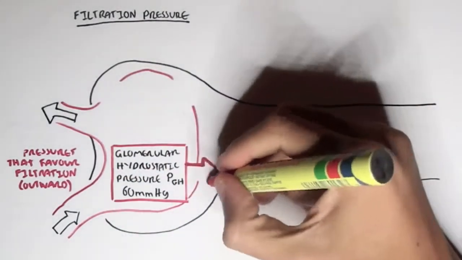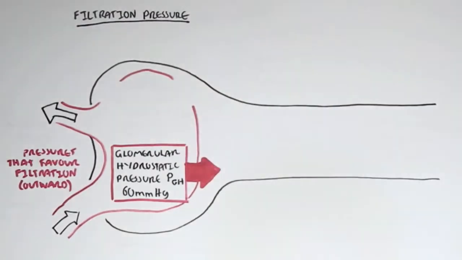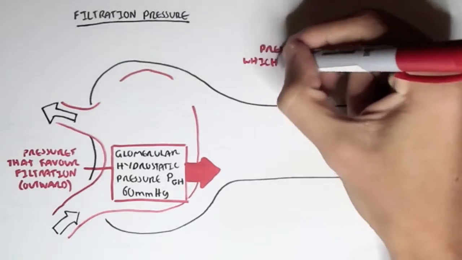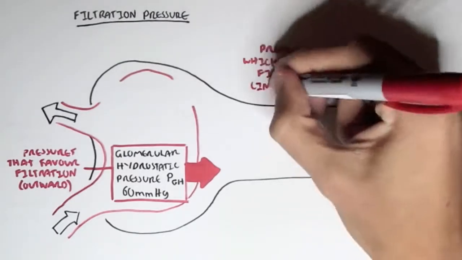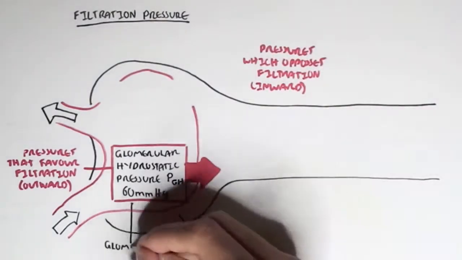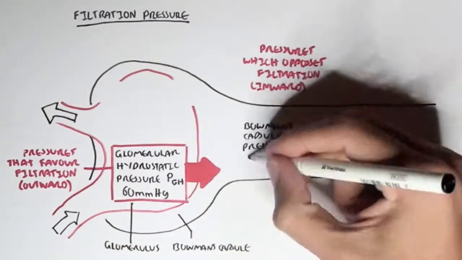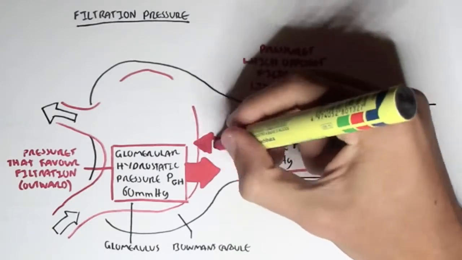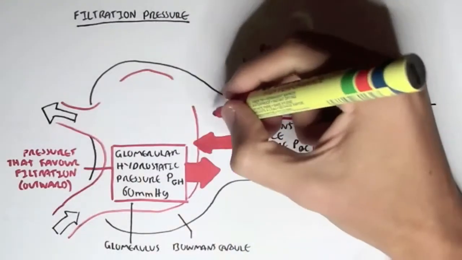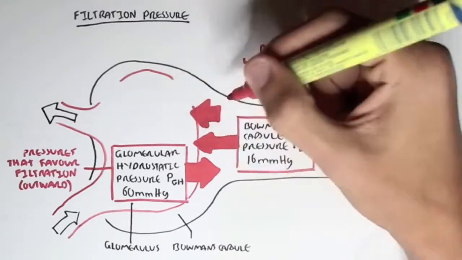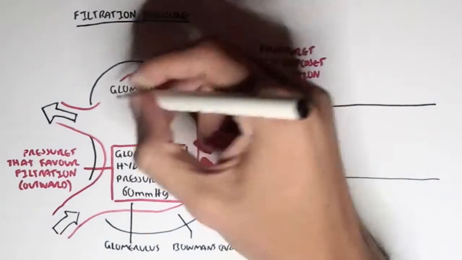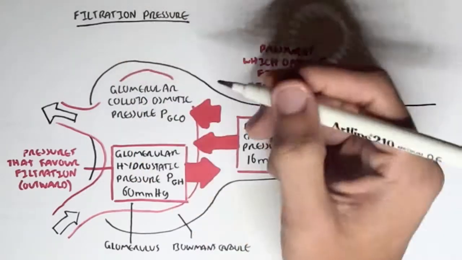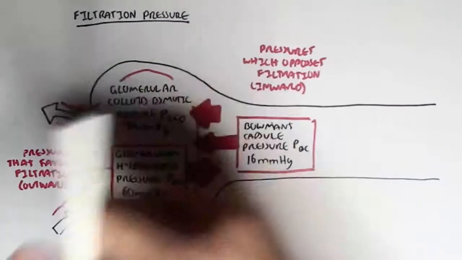And then we have pressures that oppose filtration, and this is inward, so substances moving back into the glomerulus. These pressures are the Bowman's capsule pressure, abbreviated P for pressure, BC, and this is about 16 millimeters mercury. And then we have another one which opposes filtration, which is glomerular colloid osmotic pressure, P for pressure, GCO, and this is about 34 millimeters mercury.